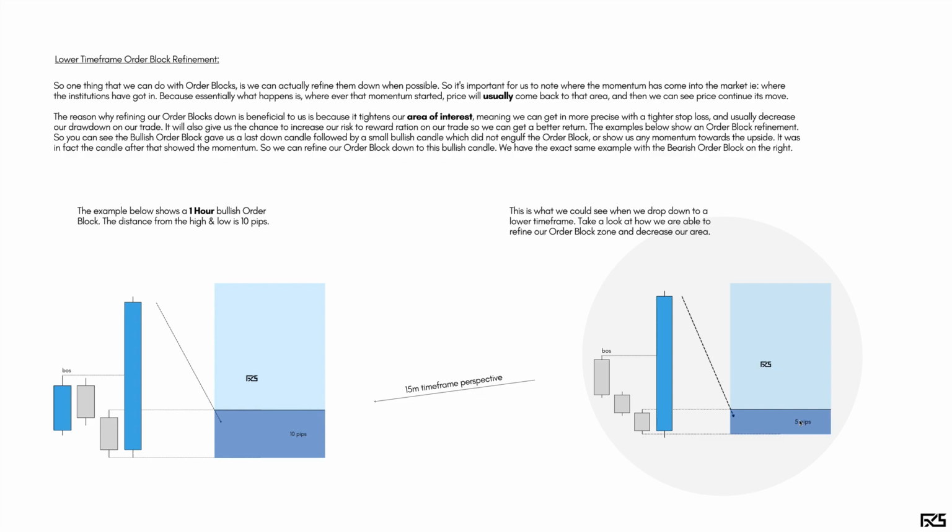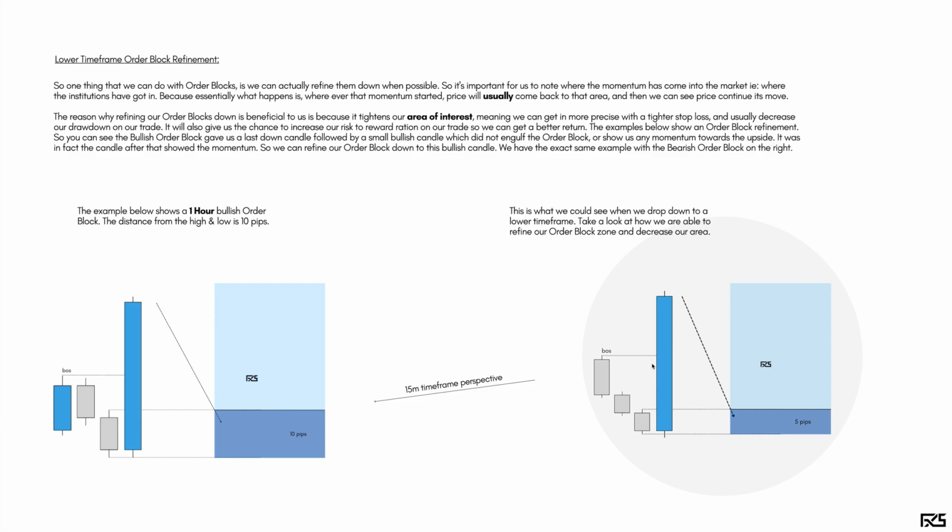So 10 pips for an hourly order block, refined down on the 15-minute to 5 pips. Now what this means for our entry and stop loss is we can obviously get in with half the size of a stop loss, meaning more precision, more risk to reward, and potentially less drawdown on a trade. So this is what is meant by lower time frame refinement.